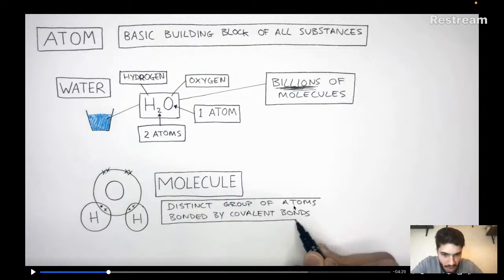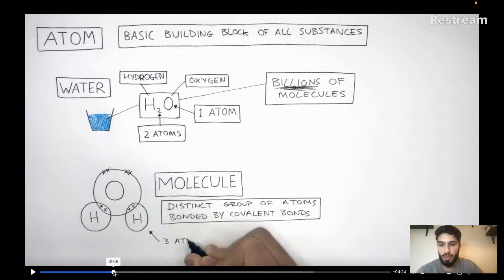And then we have a group of atoms. We've got 3 atoms here, 2 hydrogen atoms and 1 oxygen atom. And what are they bonded by? Well, they're bonded by single covalent bonds. And we know a covalent bond is a shared pair of electrons.